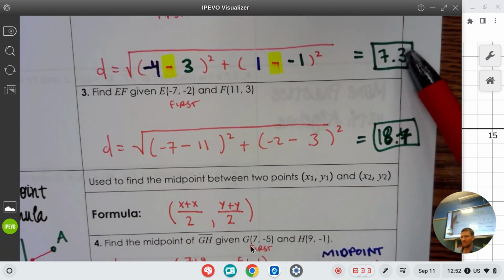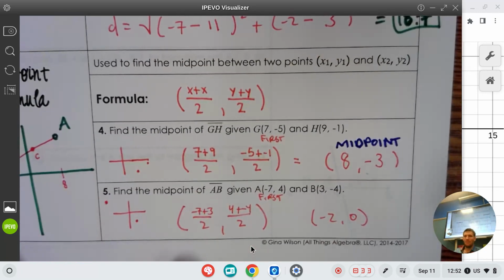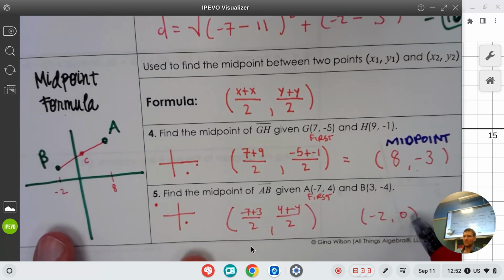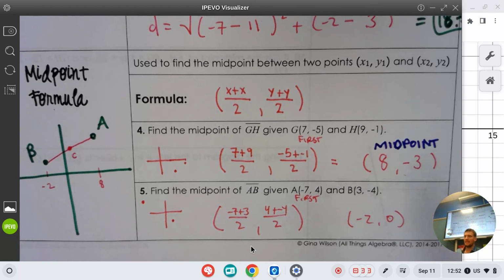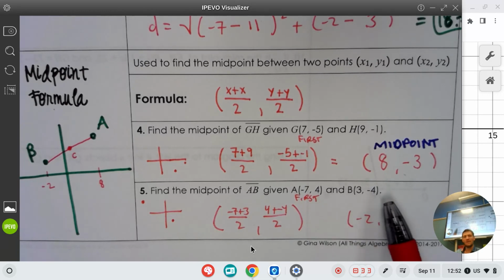Again, with distance, it's a little tough to check our answer. These are just decimals. It seems kind of random. But with midpoint, it should make sense. You should think, yeah, -2 is between -7 and 3. You should think 0 is between 4 and -4. We're just trying to find the middle.